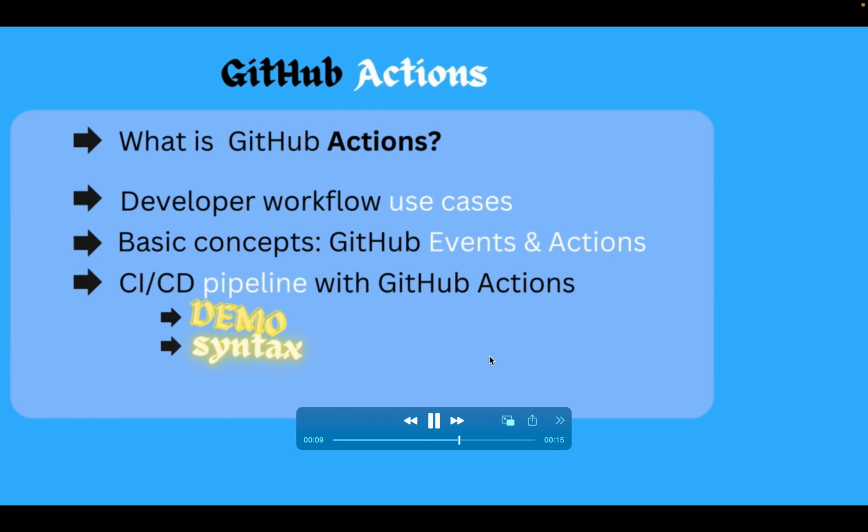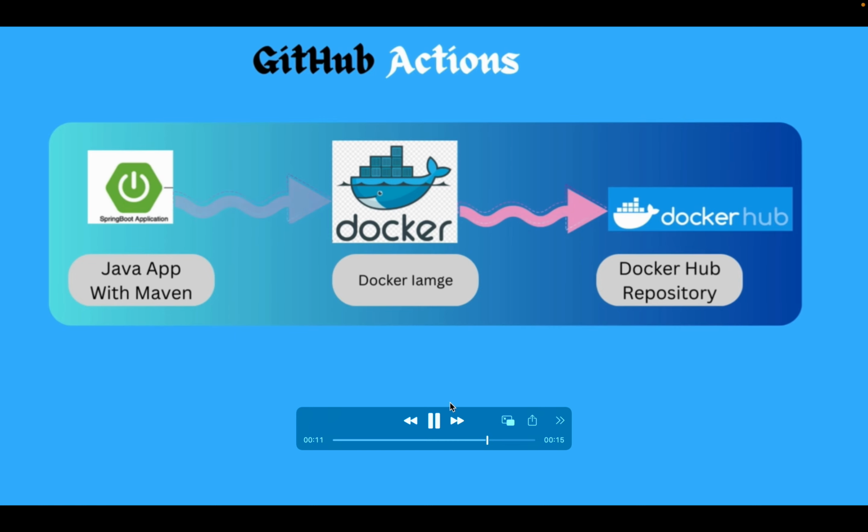Let's deep dive into the demo. Today I will show a Java app with a Maven build. I will code a sample Java application and build the jar file using Maven. Then I will generate the Docker image and push it to Docker Hub. Let's go to the demo.